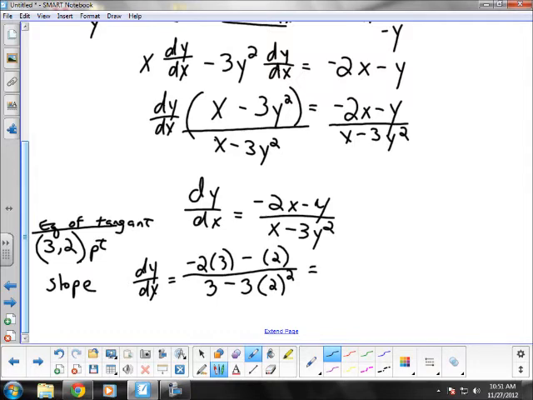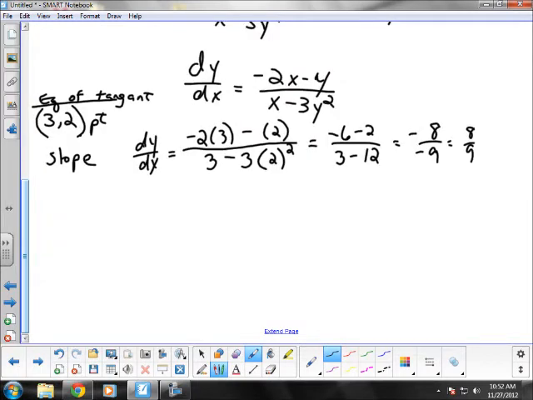Yep. Order of operations says I must do the exponent first. So I get negative 6 minus 2 over 3 minus, and this gives me 4 times 3, which is 12. Remember, do order of operations. Exponents come before multiplication. So I get negative 8 over negative 9, which is 8 over 9. And that's my slope. So now I have a slope and a point. What can I do?